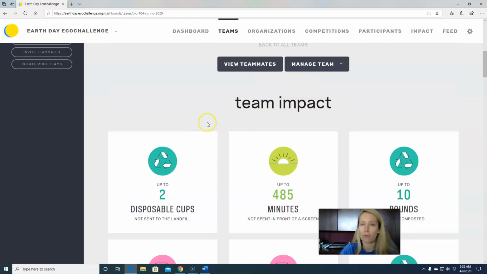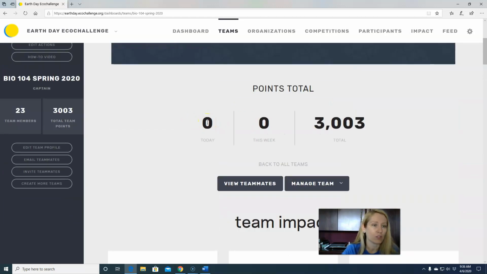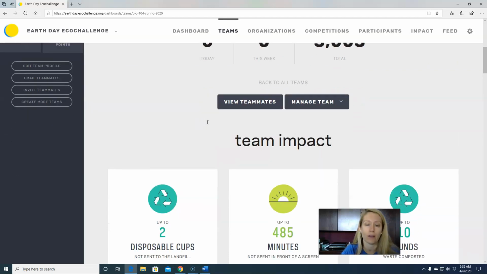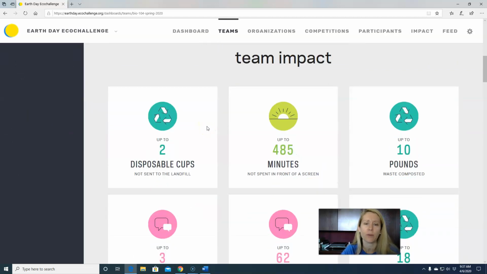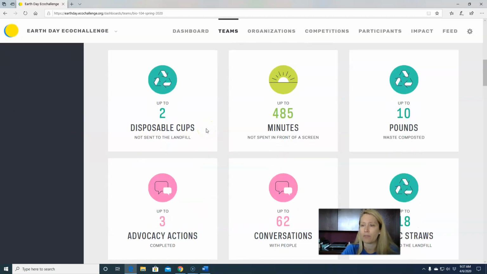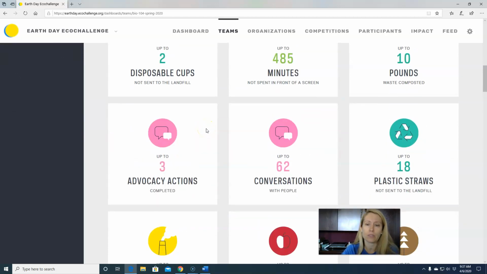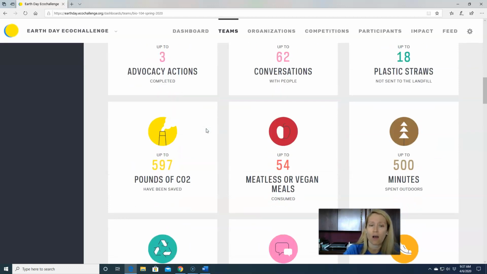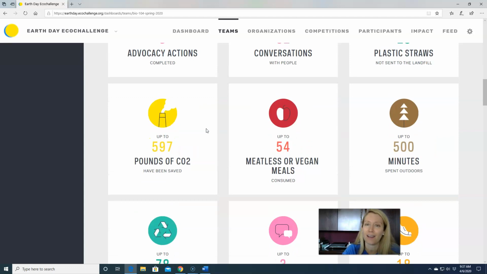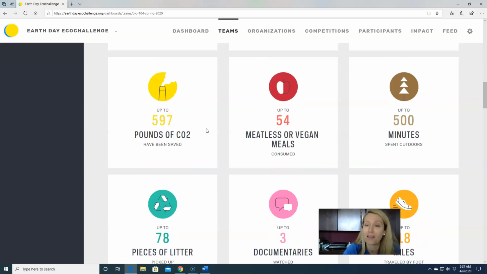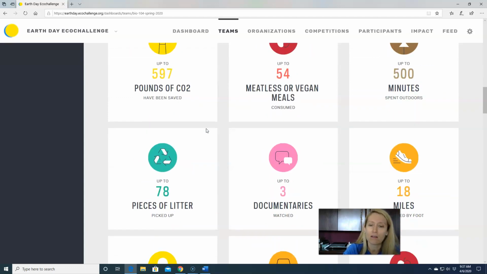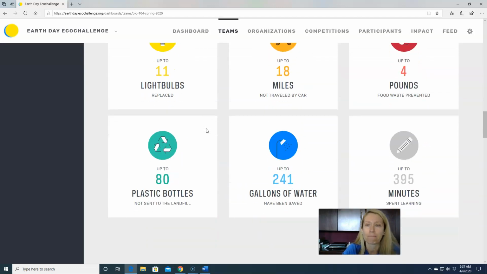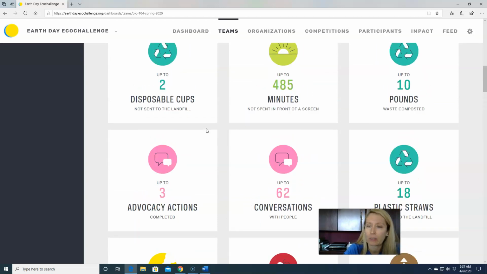But this is just a summary of our team. Right now we've got 21 team members. I'm the captain and I also have a dummy account on here. But look at all the great things we're doing. We're not spending time in front of a screen. We're composting waste. We're having conversations with people. We're not using plastic straws. We're saving lots of carbon dioxide because, you know, we're all kind of stuck at home anyway. But eating meatless meals and picking up litter and just doing some really great things. So I wanted to say thank you for everyone who's participating.